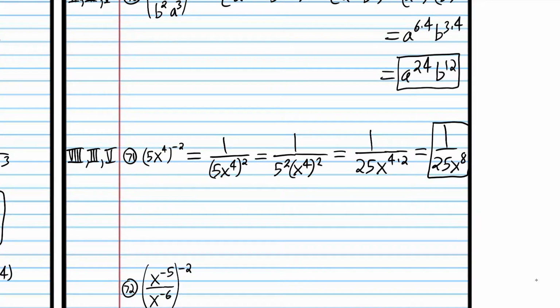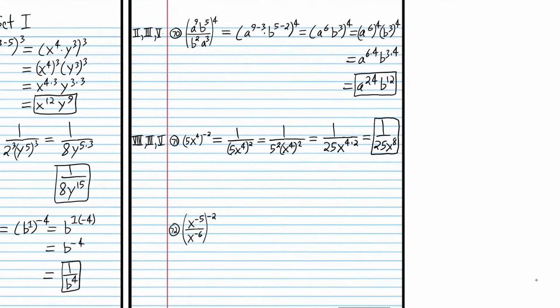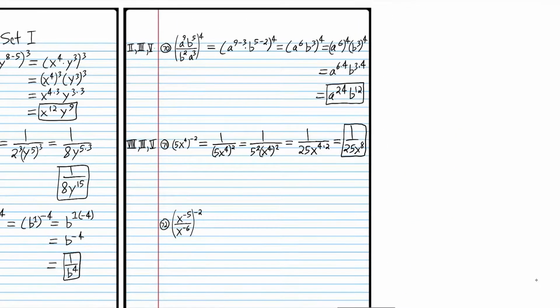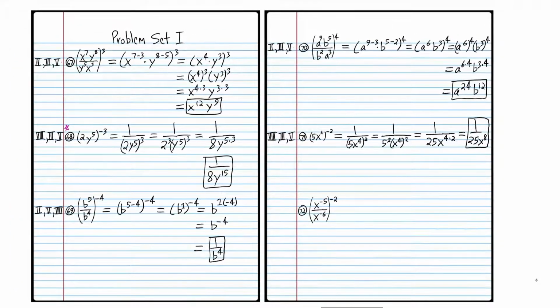So if you got that answer, good job. If you make a mistake, that's okay. Just go back and figure out what you did wrong. All right, try number 72, and when you come back, we'll do it together.